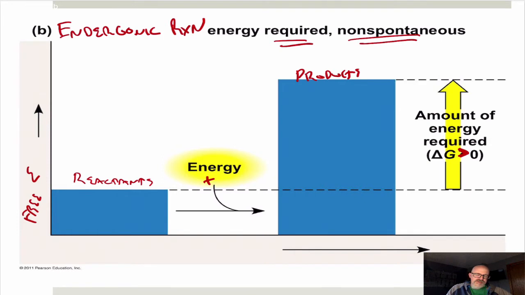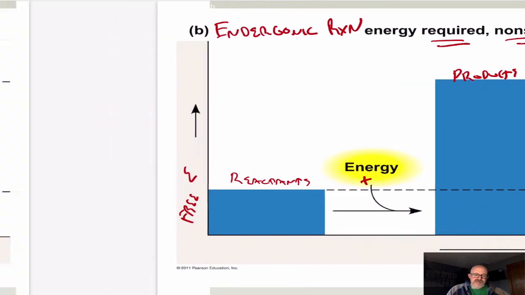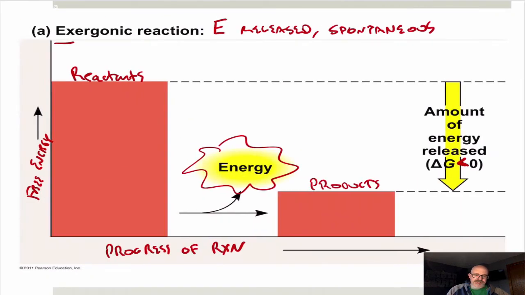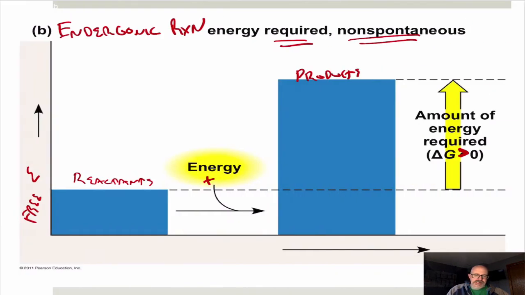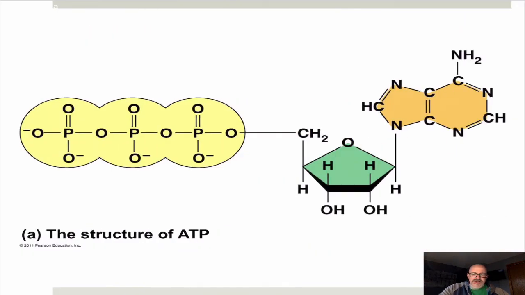So these two types of reactions, when you talk about is energy required, is it spontaneous, is it not spontaneous, the key is to remember endergonic, energy has to be put in and it's not spontaneous, versus exergonic, energy is released and that's a spontaneous reaction. Okay, so that is the idea behind these things.